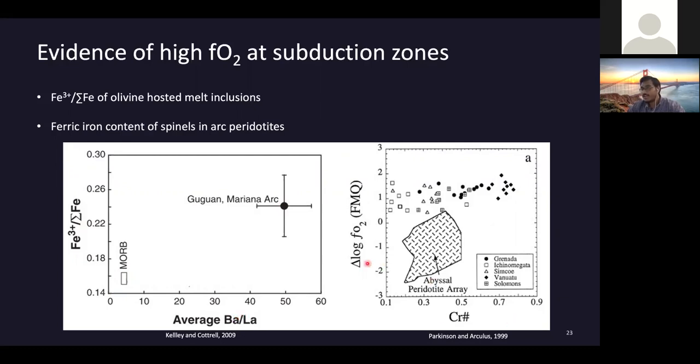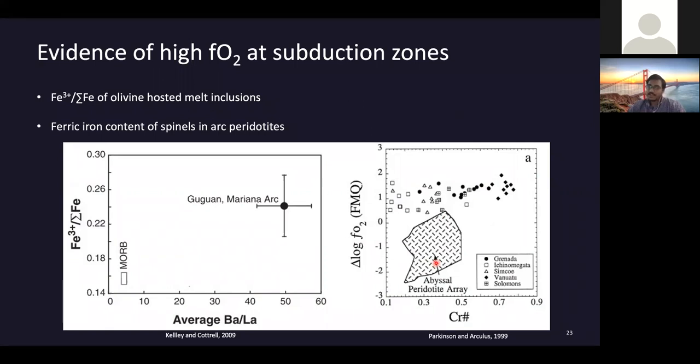The figure on the right shows oxygen fugacity on the y-axis and chrome number on the x-axis, which is an indicator of degree of melting. We see that with a similar degree of melting, the arc peridotites, which are plotted as symbols here, have higher oxygen fugacity than the abyssal peridotites, which are the peridotites from the mid-ocean ridge. And this also indicates that oxygen fugacity might be higher at subduction zones.